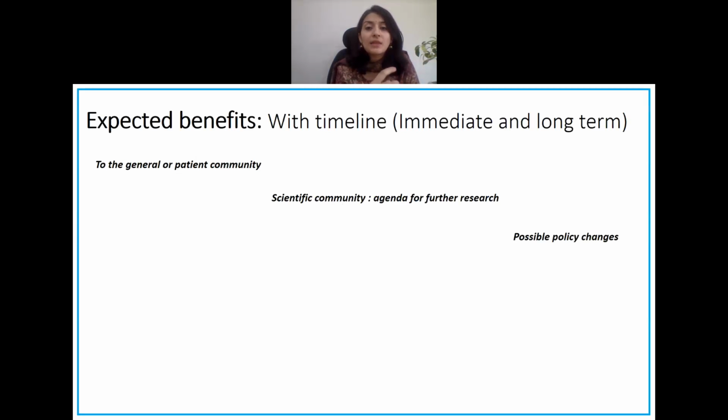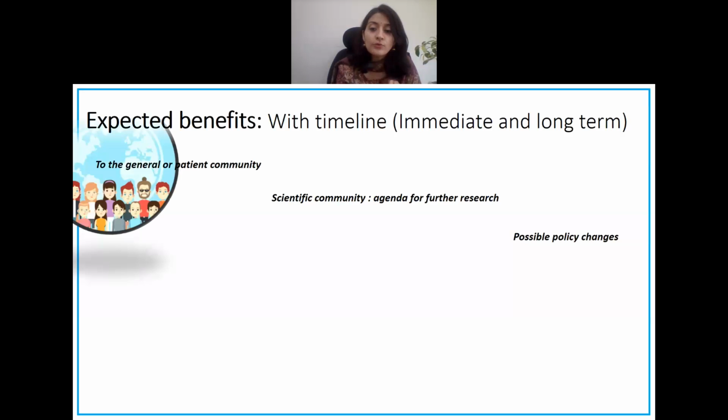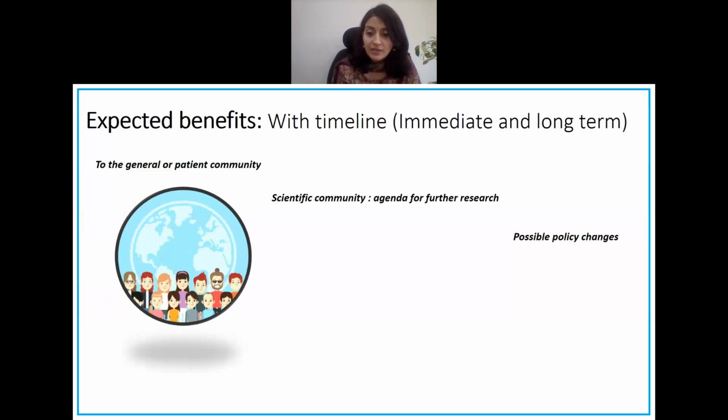Now, after you've talked about your methodology, you need to talk about the expected benefits of your study. Now, these benefits should ideally be talked about in the form of a timeline. So, the immediate benefits as well as the long-term benefits, and the benefits to the general or the patient community. What is your study going to do for the patients? It's going to improve treatment, it's going to help in rapid diagnosis, or it's going to help in patients reaching healthcare services. How is it going to be beneficial for the patient?